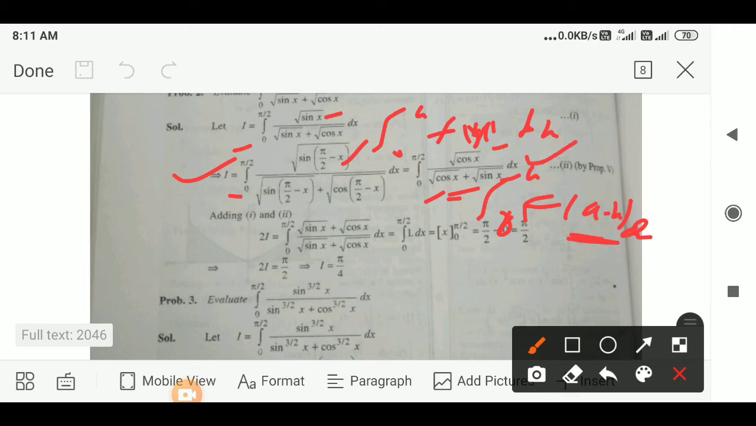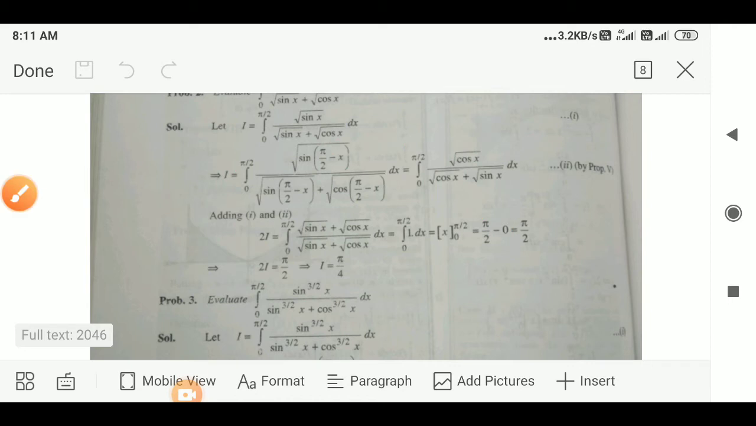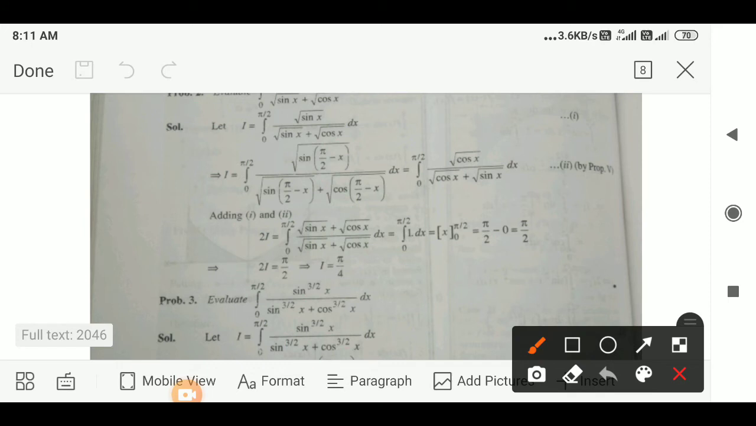Now we have to add the original I and this I. If we add both, using the properties, we get 2I is equal to integral 0 to pi by 2 of under root sin x plus under root cos x upon under root sin x plus under root cos x, because the denominators of both are the same and the limits are the same.